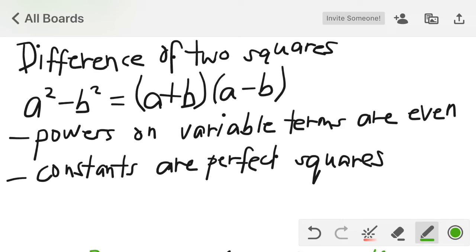The difference of two squares is represented by a squared minus b squared, which would have factors of a plus b multiplied by a minus b. If you remember, in one of our previous lessons, this was actually given to us as factors of difference of two squares. So now, our objective is to check if a given expression is actually a difference of two squares. First of all, powers on the variable terms must be even, meaning I should be able to divide them by 2 easily. Another point is that the constants, like the coefficients, need to be perfect squares at the same time.